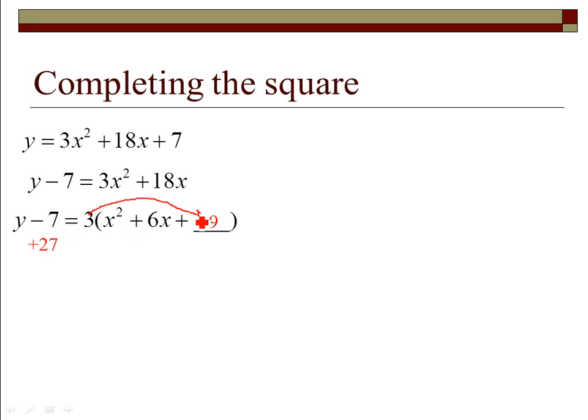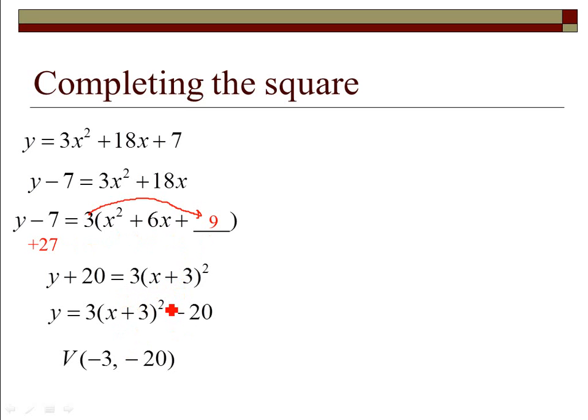So whatever you do to one side of the equation, you've got to do to the other. I added 3 times 9 to the right side, so I've got to add 3 times 9 to the left side. So y minus 7 plus 27 gives me y plus 20. This part, which we just mentioned, factors to x plus 3 times x plus 3, so it's x plus 3 squared. We subtract 20, and now we have graphing form. My vertex is at negative 3, negative 20.